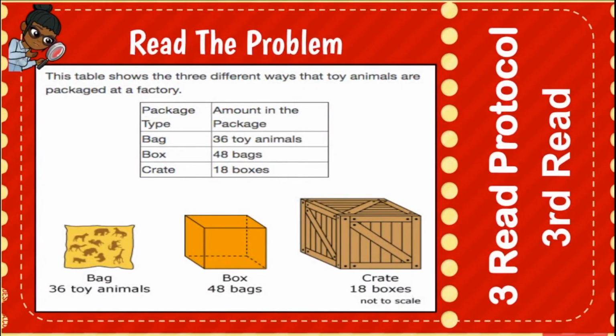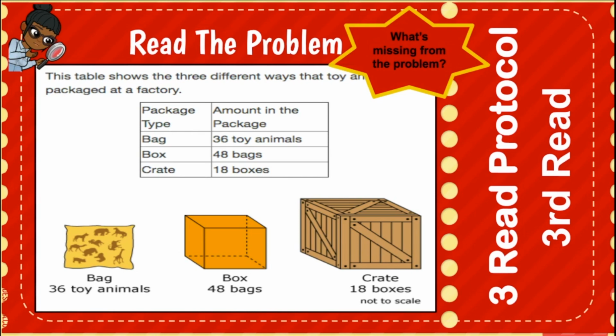For this third read, you're going to read this problem to yourself. What's missing from the problem? The question is missing. It's very important that you understand first what the problem is about, and second, understand the quantities and the units in the problem before you rush and try to answer the question.